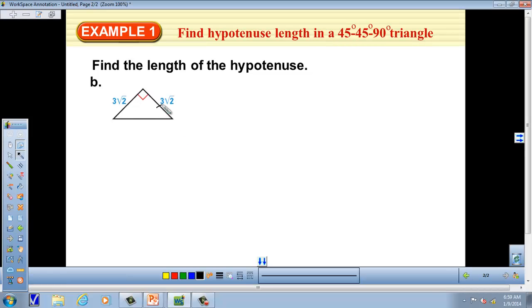Here's another one. Same type of thing. Remember, these two sides are equal, therefore these two angles have to be 45 degrees. Okay? So it's a 45, 45, 90 triangle.